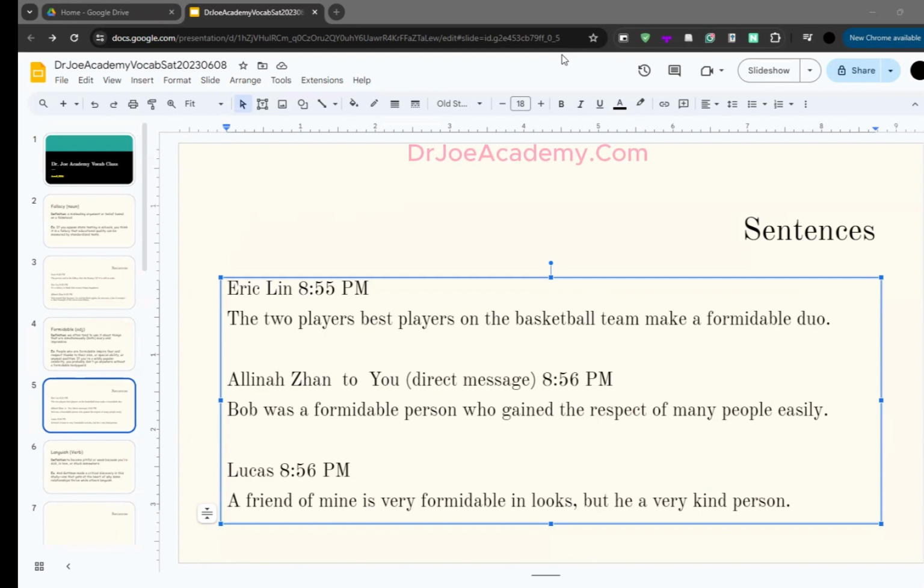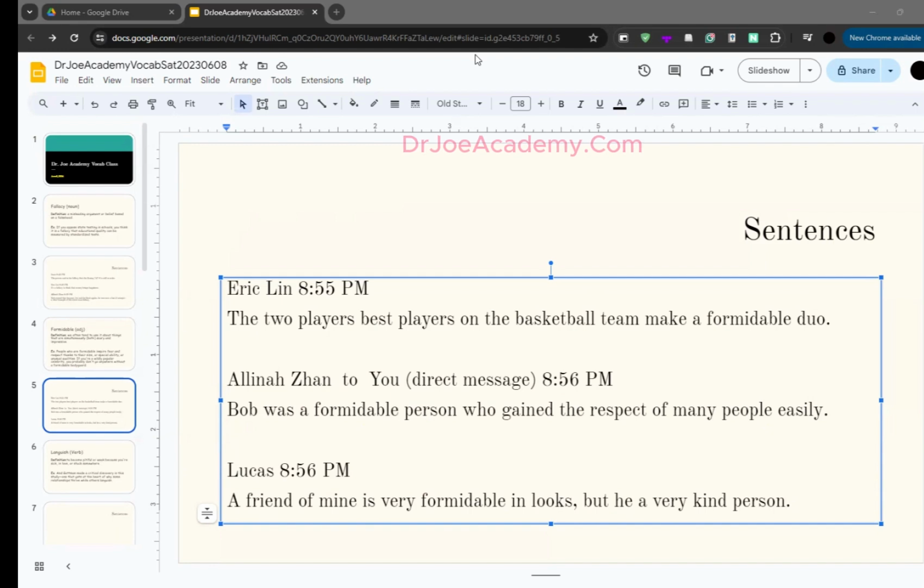Good job, Alina. Great sentence as well. And Lucas, do you want to read your sentence? A friend of mine is very formidable in looks, but he is a very kind person. Great job, Lucas. So very great sentences using the word formidable, everyone.